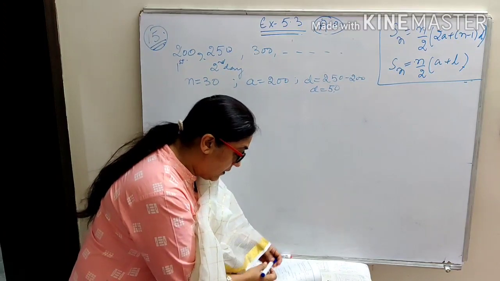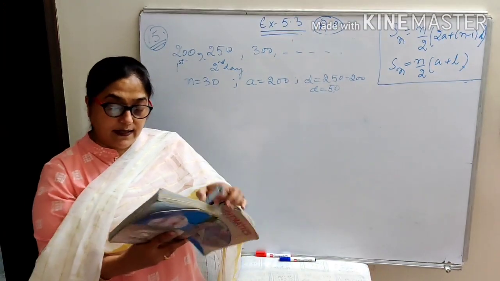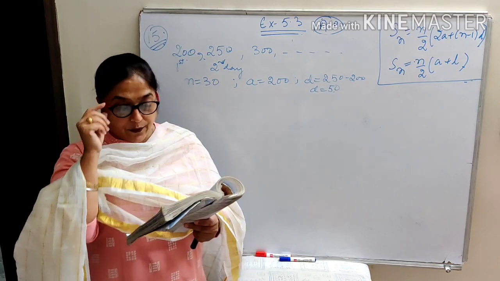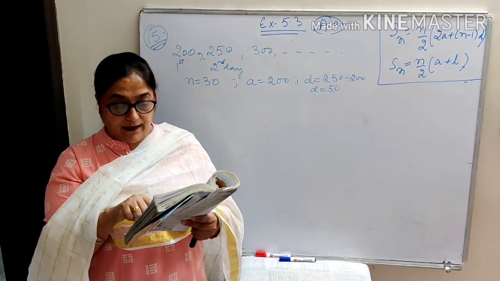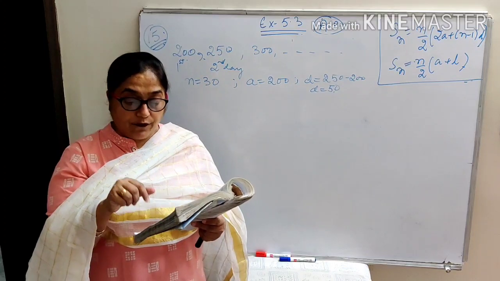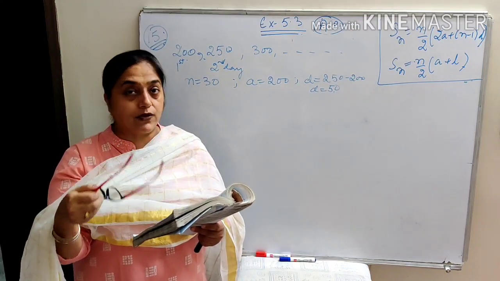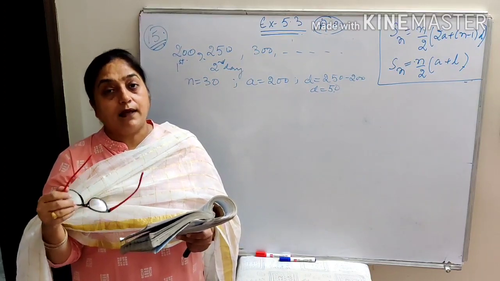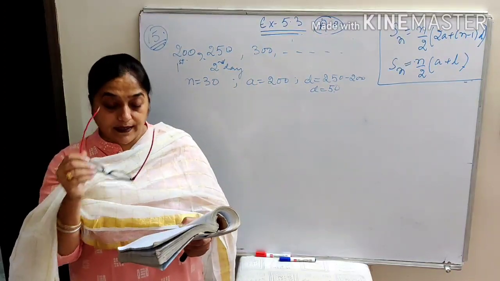A contract on construction job specifies the penalty for delay of completion beyond a certain date, rupees 200 on the first day, 250 on the second day. 250 rupees for the second day, 300 rupees for the third day. How much penalty is being added every day? 50 rupees is increasing.